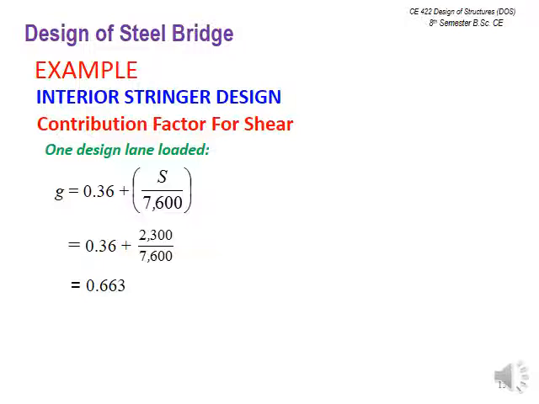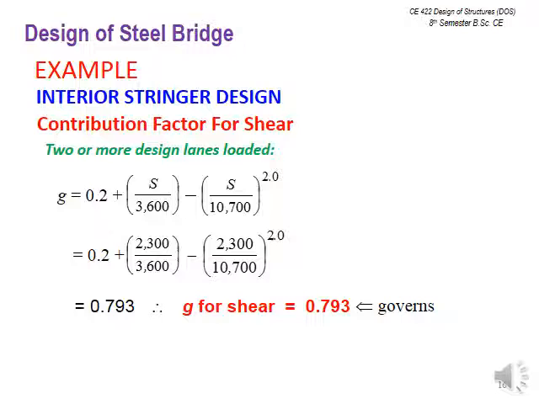Similarly for the interior stringer, one design lane loaded, you get 0.663. For the interior stringer, two or more design lanes loaded, you get 0.793. This is going to dominate, being the larger value, so it governs. Keep it with you. Now two things are possible, as in your example 9.1: you can calculate these lateral distribution factors for the exterior stringer at this stage, or you can first do the load analysis for the interior and then go for the exterior. It's up to you.